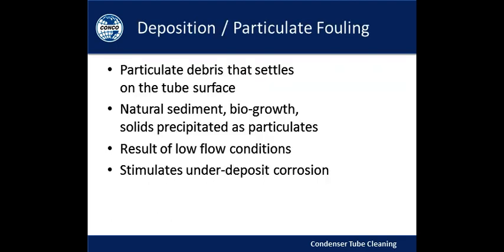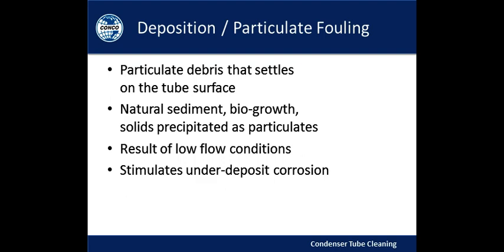Well, it's simple enough that in this group today, there are representatives from freshwater plants, brackish water plants, and seawater plants. Right? So the mineral content in these waters varies, but this is what occurs onto the tube surface. So within that water, give consideration to, for example, particulate fouling. It's simply debris that settles out onto the tube surface. It might be natural sediment. But typically, it's a result of low flow conditions.